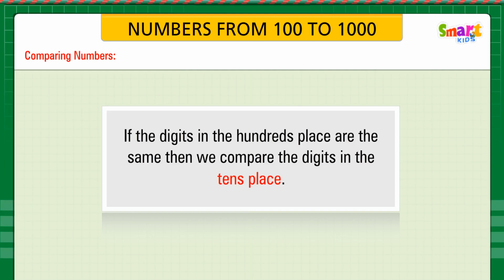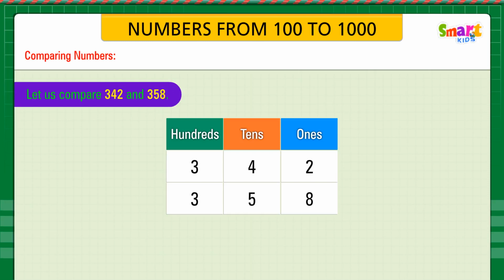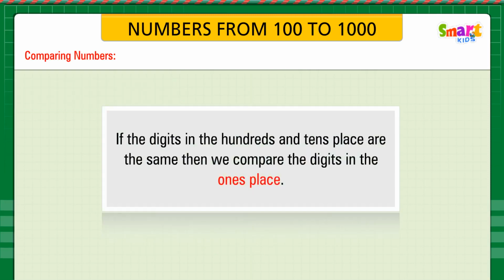Let us compare 342 and 358. The digits in the tens place of the numbers are 4 and 5. 4 is less than 5. Therefore, 342 is less than 358. If the digits in the hundreds and tens place are the same, then we compare the digits in the ones place.